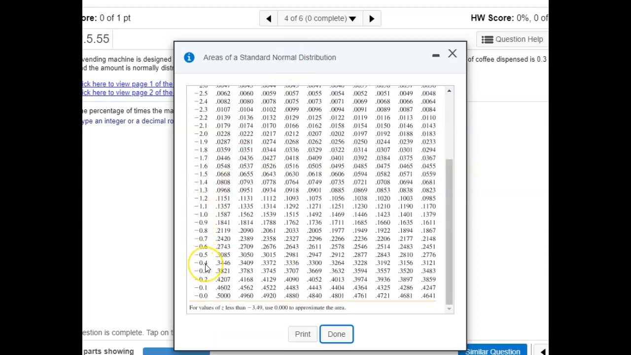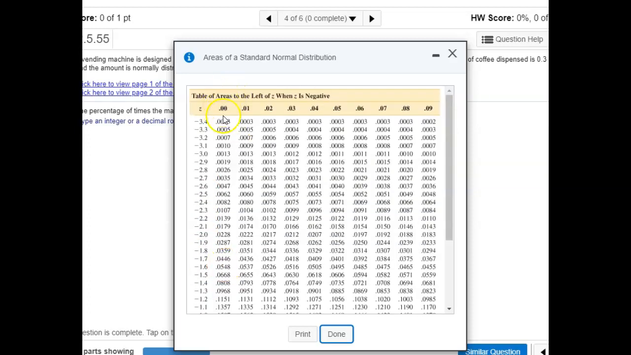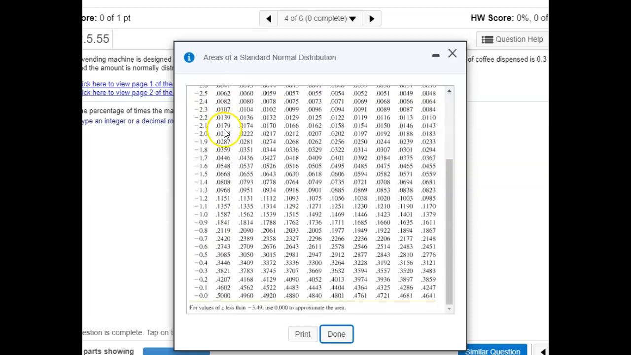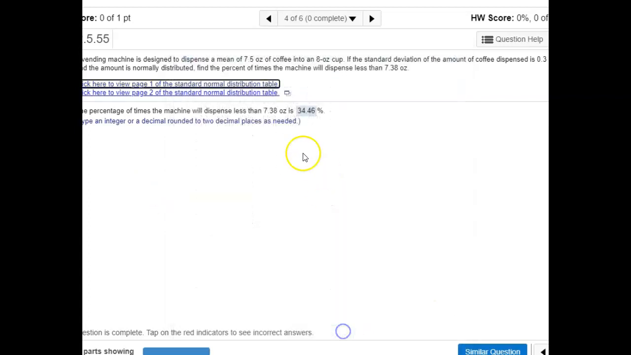So here's negative 0.4, and I don't want any other decimals after that. So I want my second decimal to be a 0. So I'm actually in this first column, 0.3446, which is what we have as the percentage.